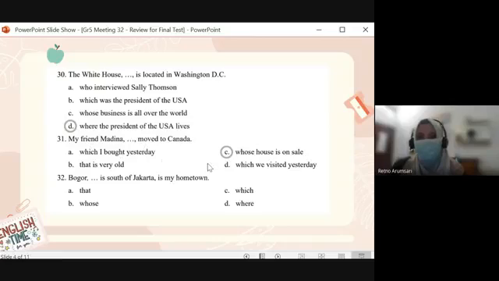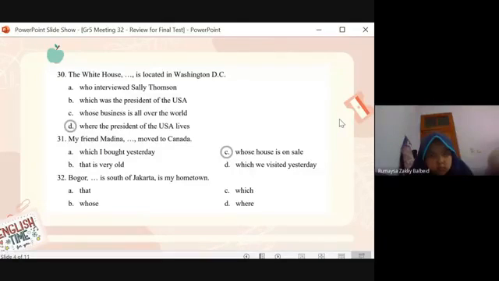My friend Madina, who we visited yesterday, moved to Canada. Like that. Or my friend Madina, whose house is on sale, moved to Canada. If you want to make this right, you change this into who.